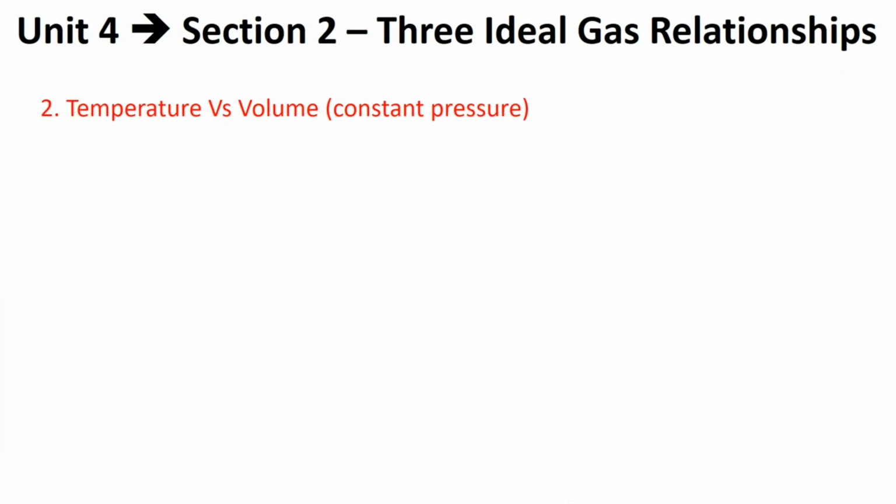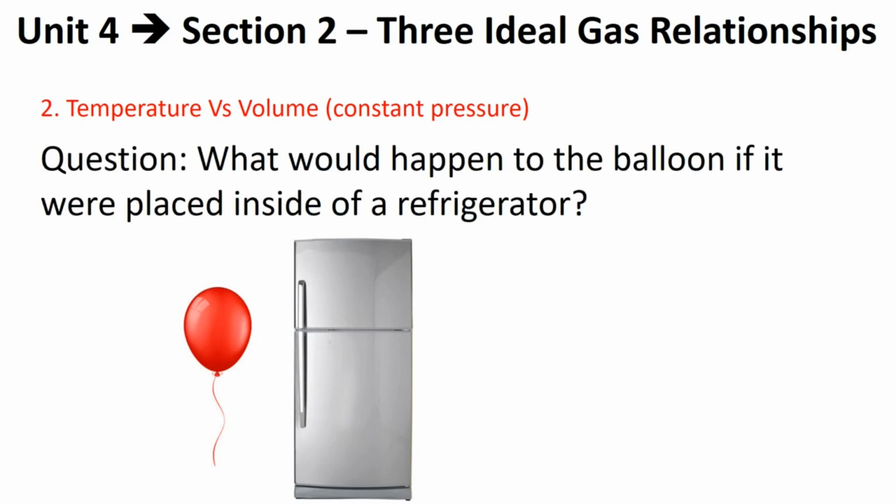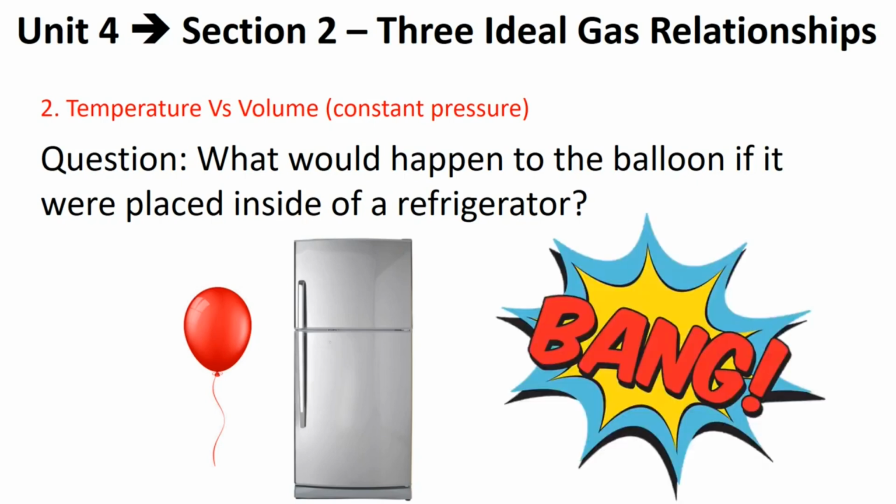Now we're doing temperature versus volume at a constant pressure. So I want you to think about that big red balloon and a refrigerator. And what we're going to do with that balloon is we're going to shove it in. So what would happen to the balloon if it were placed inside of the refrigerator? So think about that. You put the balloon in, it gets really cold. The molecules inside the balloon start to move slower. They slow down. And as they slow down, the volume of the balloon is going to shrink. So there we go. It shrunk and then it exploded because it got so small.